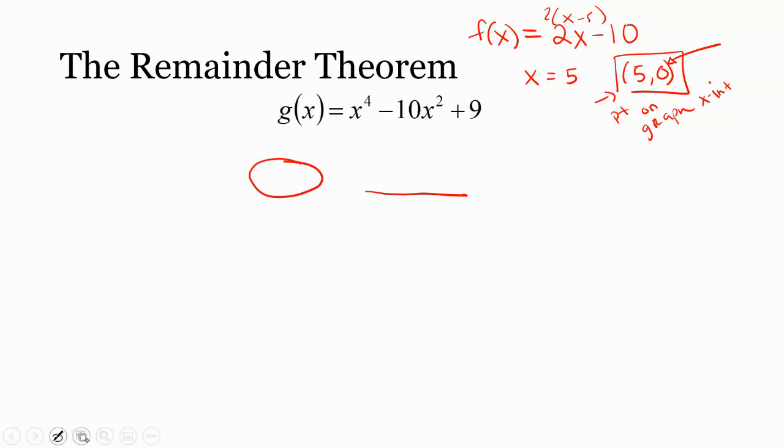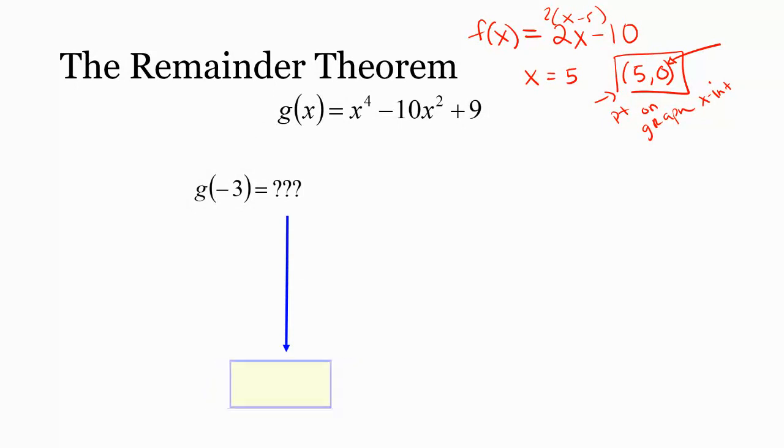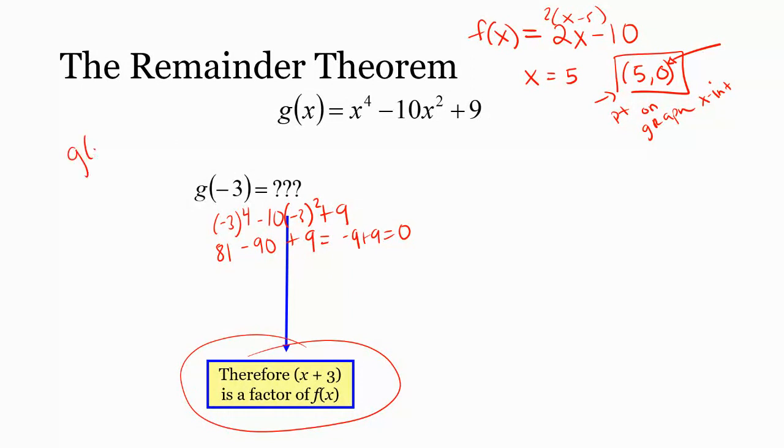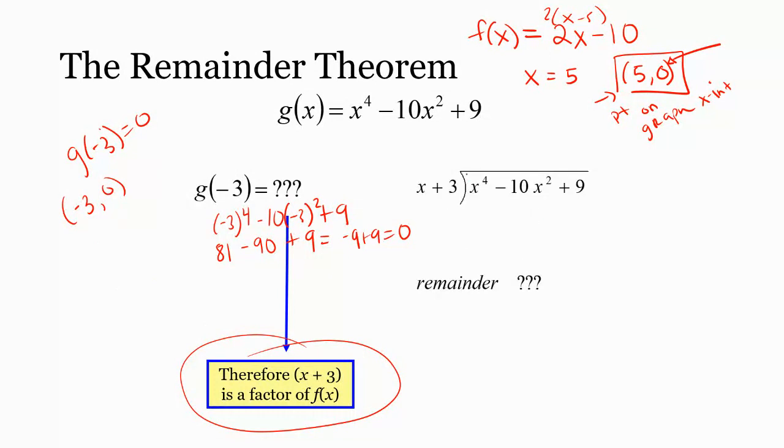Okay, so let's take this example, my function g of x. What is g of negative 3? If we plug in negative 3, negative 3 to the 4th power minus 10 times negative 3 squared plus 9. What is this? 81, 9 minus 90 plus 9. Negative 9 plus 9 equals 0. Therefore, x plus 3 is a factor. I just got g of negative 3 equals 0. So one of the points on this graph, if I were to graph g, is negative 3, 0. So x plus 3 is a factor. It's working in reverse. If I go ahead and do long division, which I don't want to forget about, well, this goes in here x to the 3rd.